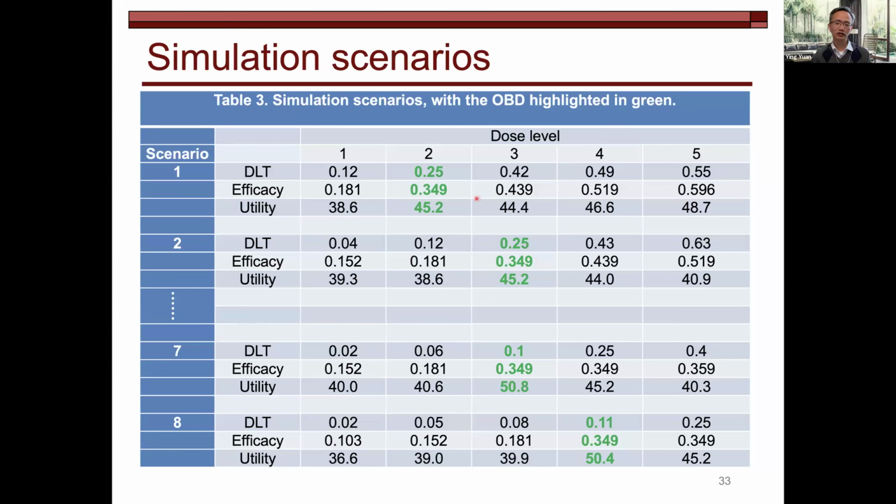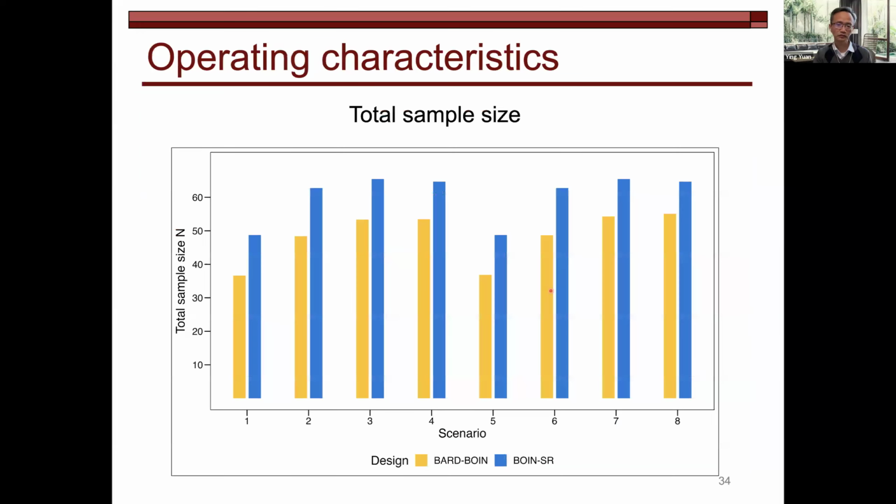Okay, so we consider different cases. I want to go into detail. For example, in scenario 1, the first row shows the DLT rate, its monotonic increase, the second row is the efficacy of each dose, and the last one shows utility, which measures the risk-benefit trade-off. You can see different scenarios represent the optimal dose at a different dose level.